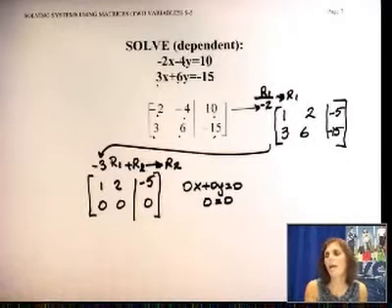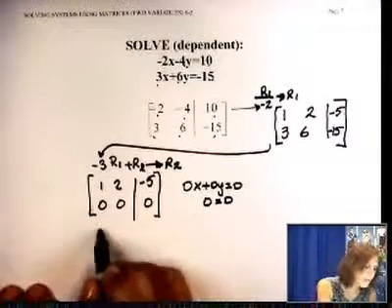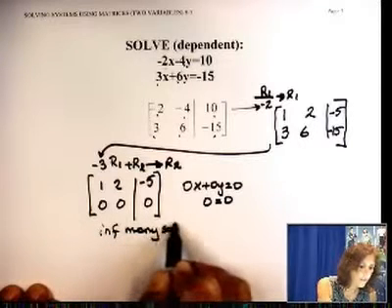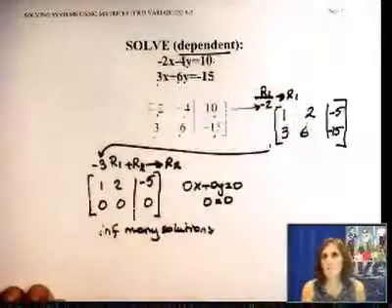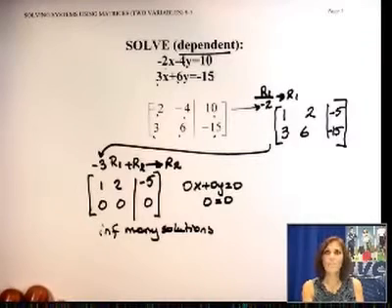And actually, I can make that happen all the time. I have infinitely many answers to this situation. What does that mean? Infinitely many solutions. And guess what? This was a dependent system to start with. And this is the end of the matrix method.